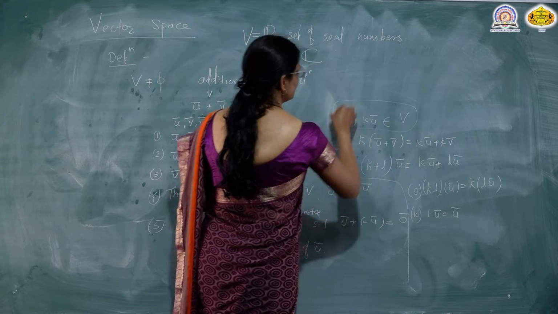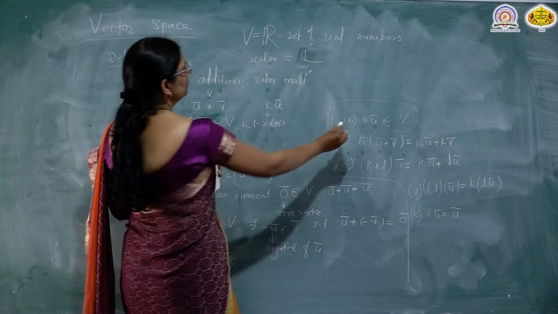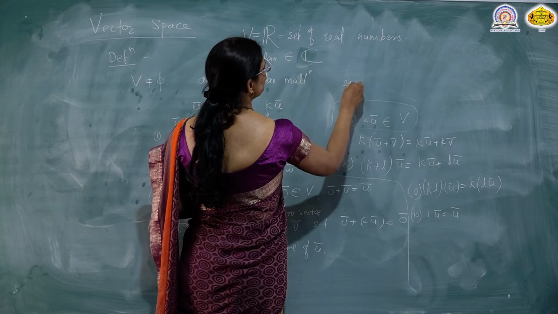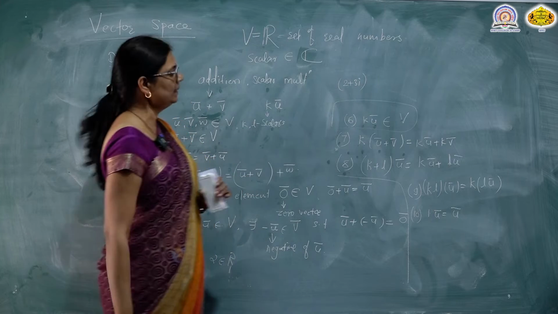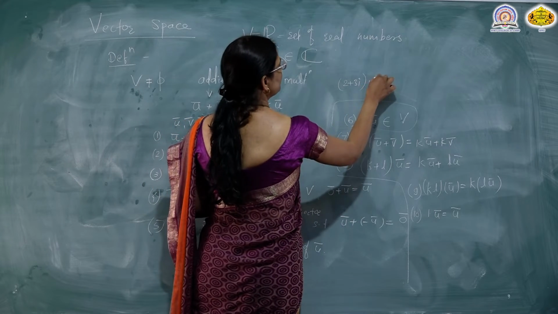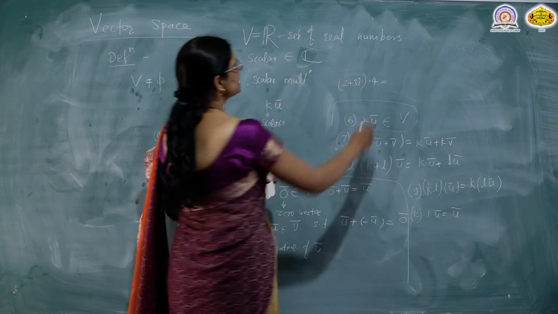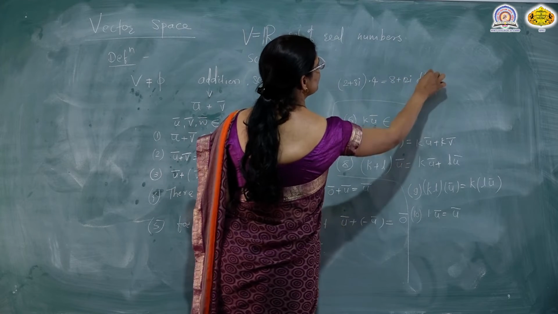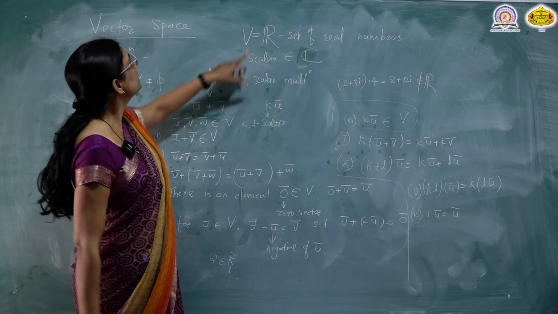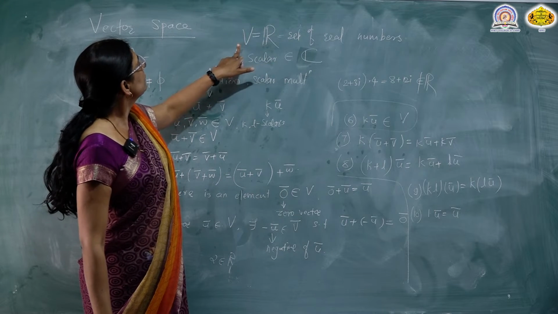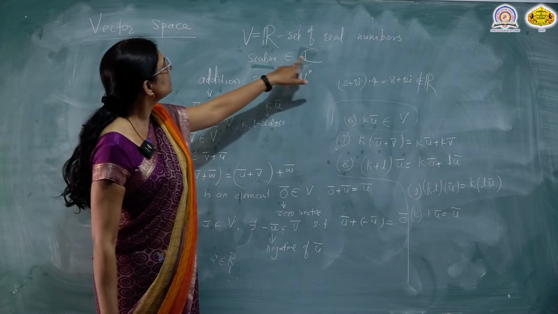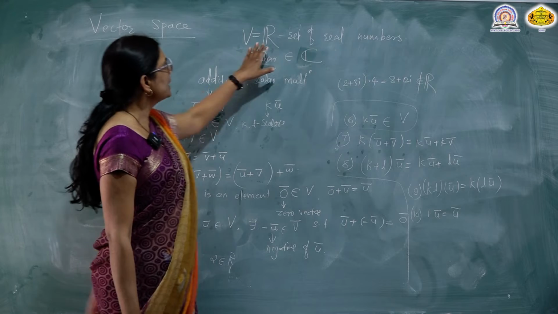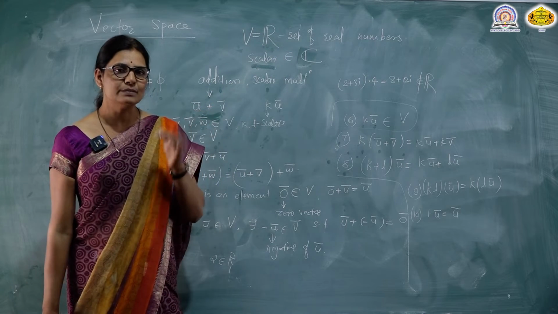So we just check this 6th property here. First, the scalar is a complex number. Suppose I consider the scalar as 2 plus 3i, we know that it is a complex number, and consider one real number, say 4, and do the multiplication. So the answer here is 8 plus 12i, it is not a real number. So we can say that if V is equal to R and we consider the scalars from C, then it is not a vector space. So R is not a vector space over C, but it is a vector space over R.